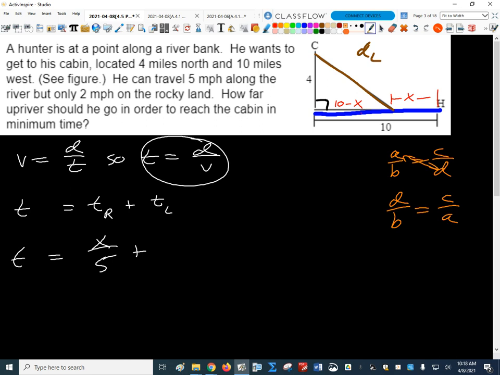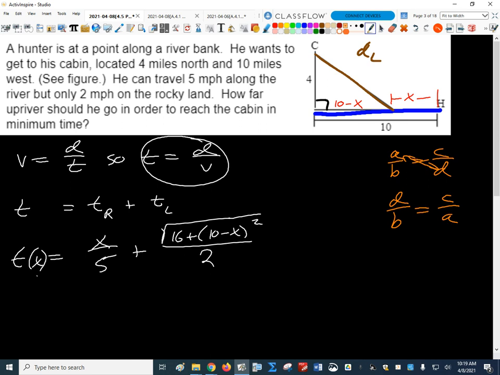So now we got it, right? By the Pythagorean theorem, the distance, the hypotenuse, would just be the square root of 4 squared plus the quantity x minus 10 squared. Okay, so we get the square root of 16 plus (10 minus x) squared, all over my speed there, which is 2 miles per hour. Okay, make sense? That's good. I've got a time as a function of a single variable, so this is t of x. We can do calculus on that.